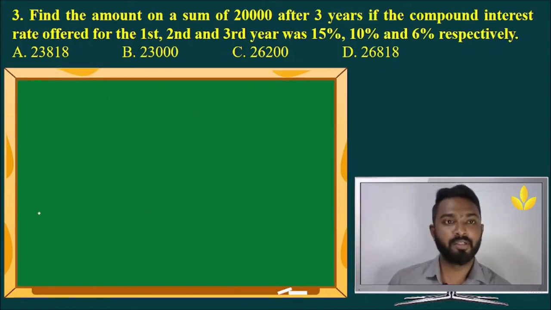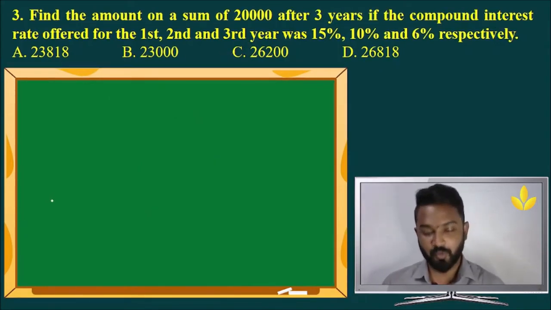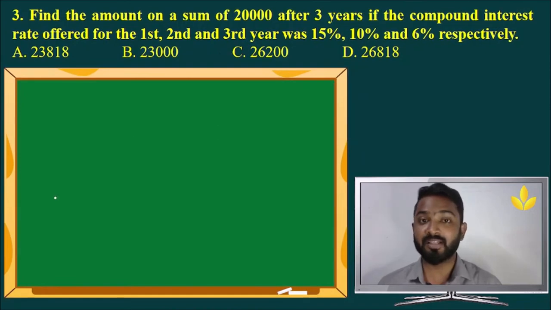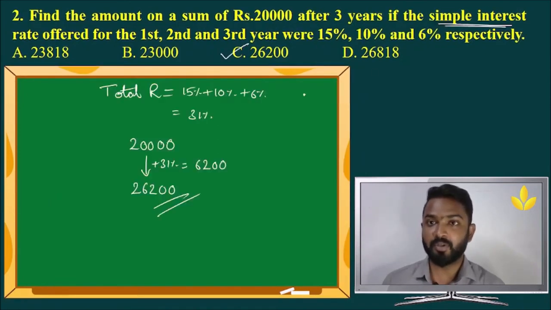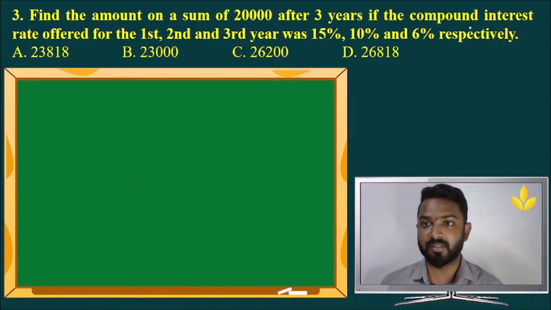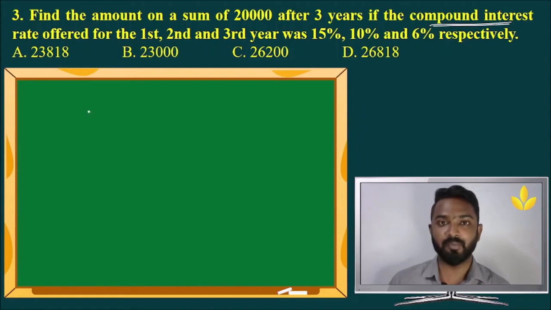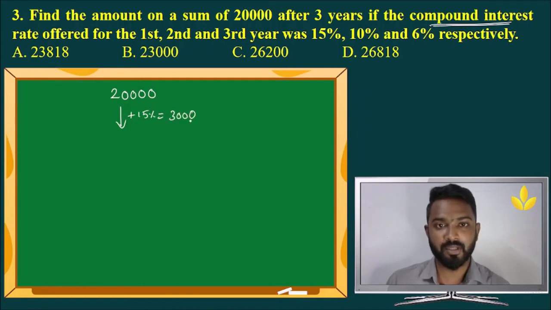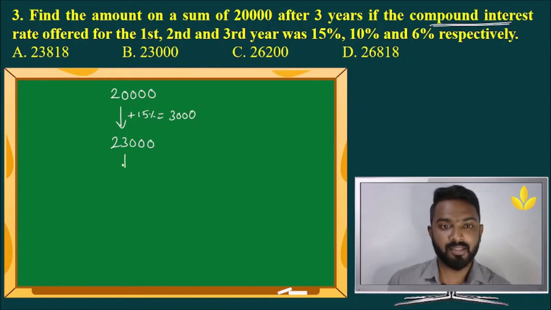Let's move on. Question number 3. You may feel that question number 2 and question number 3 are the same, but in question number 2 it was simple interest, and question number 3 it's the same data but with compound interest. Let's see how the numbers vary. We have 20,000 as the principal value. This first increases by 15%. 15% of 20,000 is 3,000. This gets added over here. We have 23000.